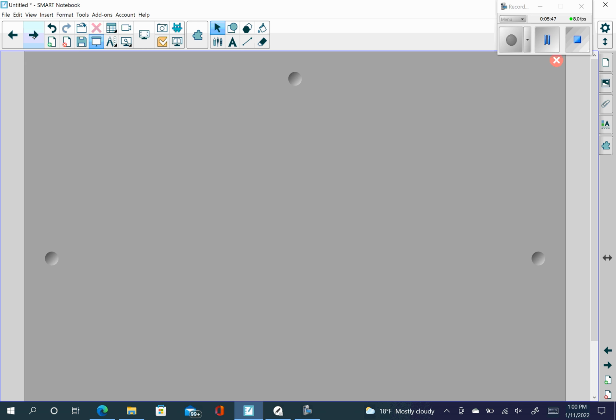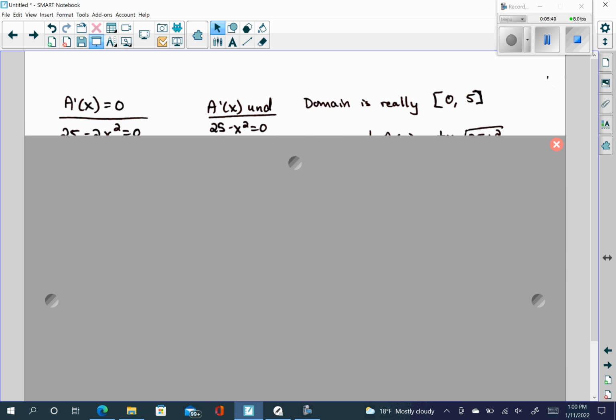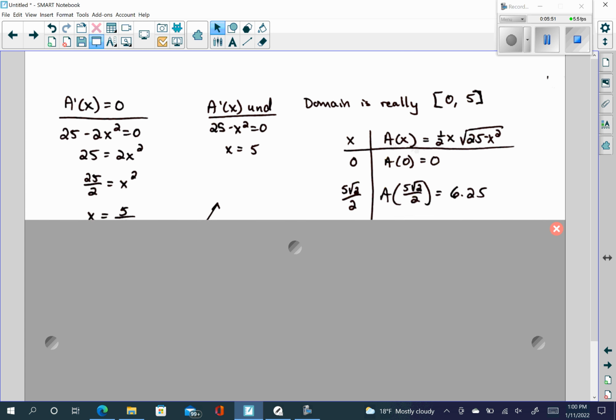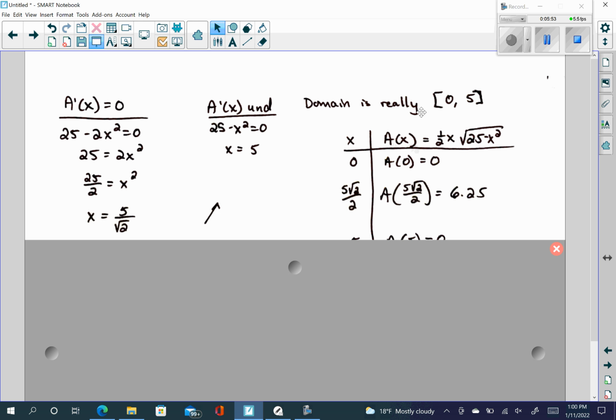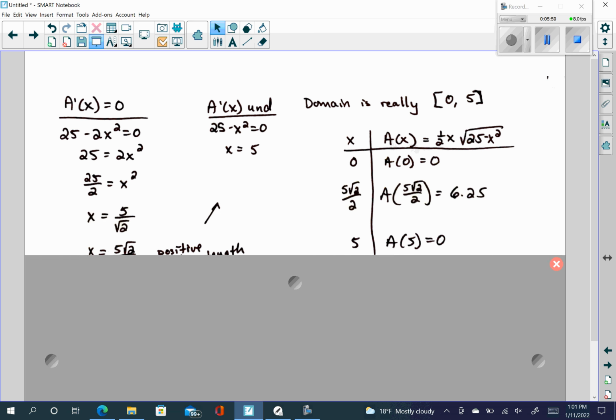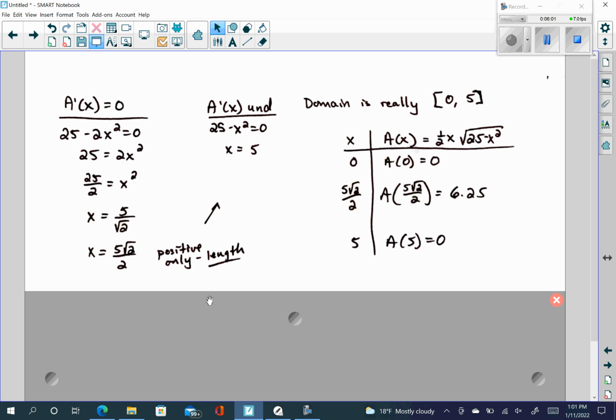Asking ourselves the two questions: where is our first derivative equal to 0, or where is it undefined? So again, as I pointed out, the domain is really 0 to 5. Even though having an answer of 0 isn't going to help, because we're trying to maximize area.